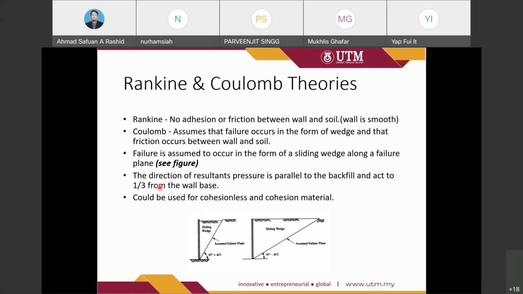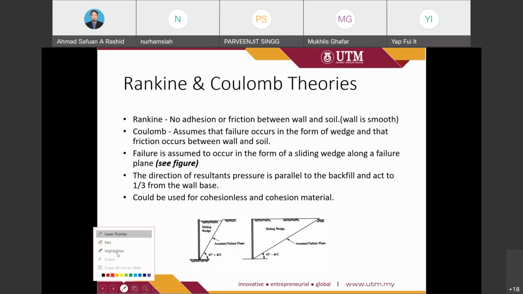So the direction of the resultant pressure is parallel to the backfill and acts at 1/3 from the wall base, and could be used for cohesive and cohesionless material. So this is a condition where an active lateral load happens, while this is the passive lateral load condition. The 1/3 is actually based on a single layer of soil.